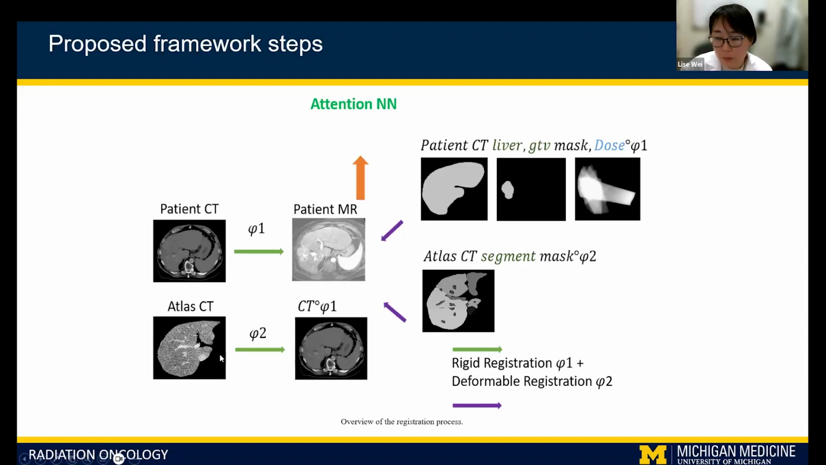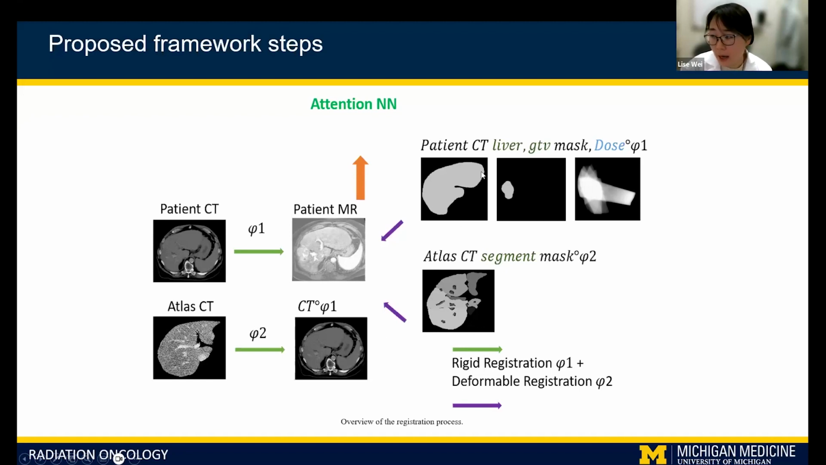So for this particular Atlas CT, we have the segment contours, which we use to register this Atlas CT to each patient CT, and also deform the corresponding 8 segments based on this deformation. And then for each patient, we will have a segmentation of the liver into the Couinaud segments.